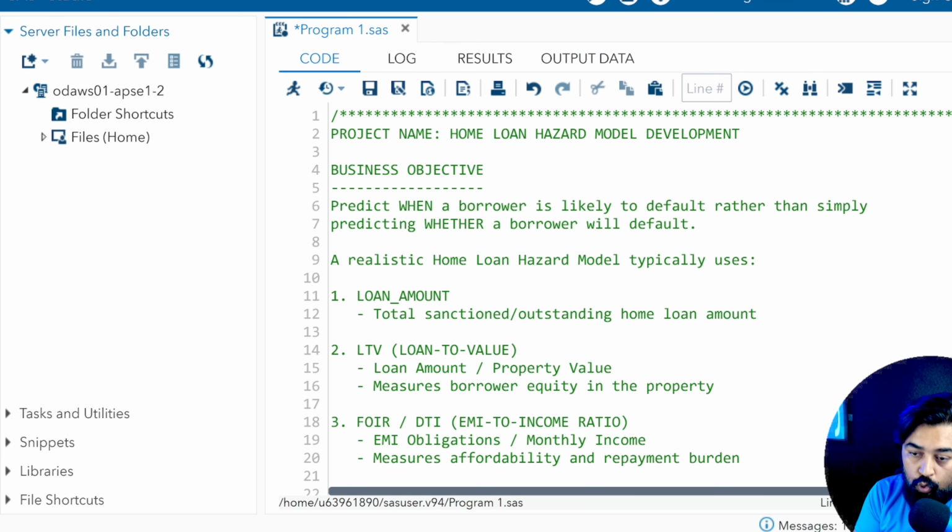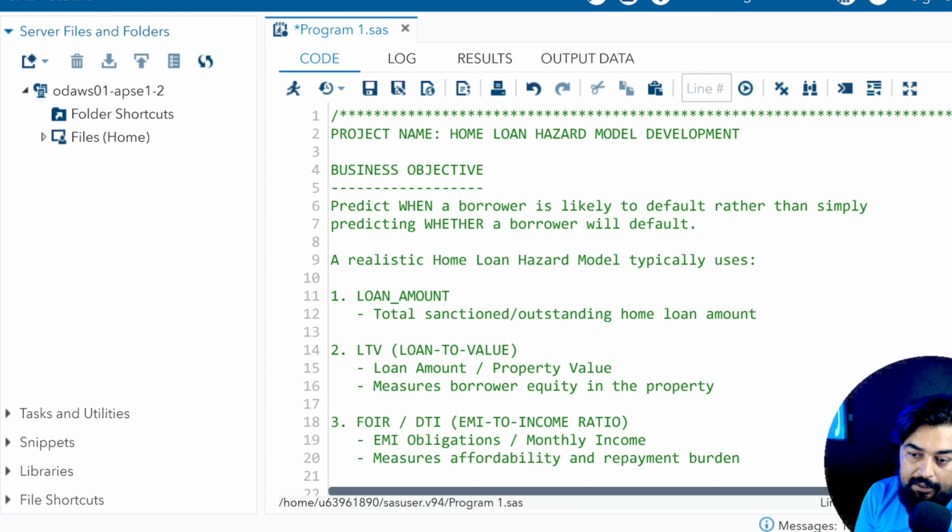Imagine there are two home loan customers, customer A and customer B. Customer A has a 20% probability of default. Customer B also has a 20% probability of default. Now in a traditional logistic regression model, this stops here because you cannot tell who will default first. It tells us both customers have the same PD, but a bank wants to know how and when, who will default first. When will they default? That is the actual question, right?